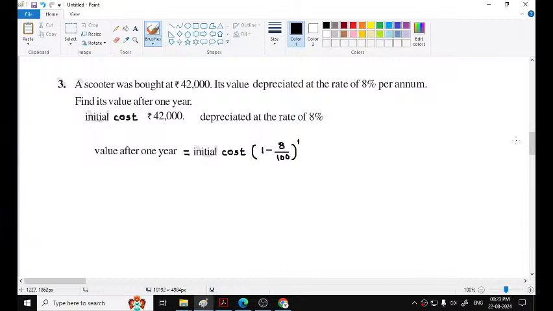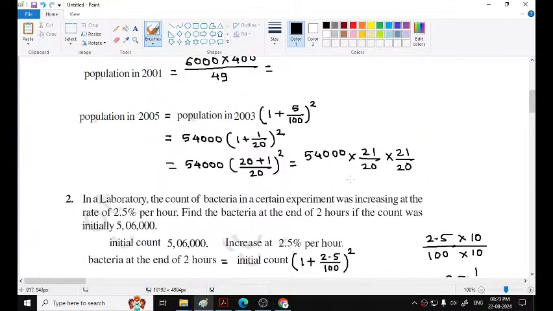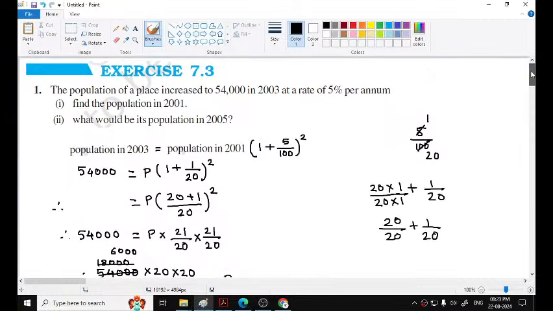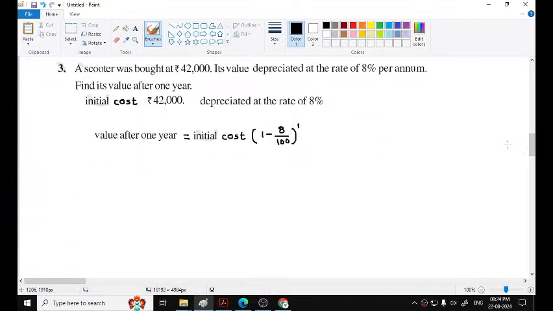A scooter was bought at rupees 42,000. Its value depreciated at the rate of 8% per annum. Find its value after 1 year. In above two problems there was increase. This is increase in number of bacteria. Here it is increase in population, that is number of people. But here we have depreciation. So value of scooter will decrease, and it will decrease by 8%. And you have asked to find out value after 1 year. So here number of year is 1.